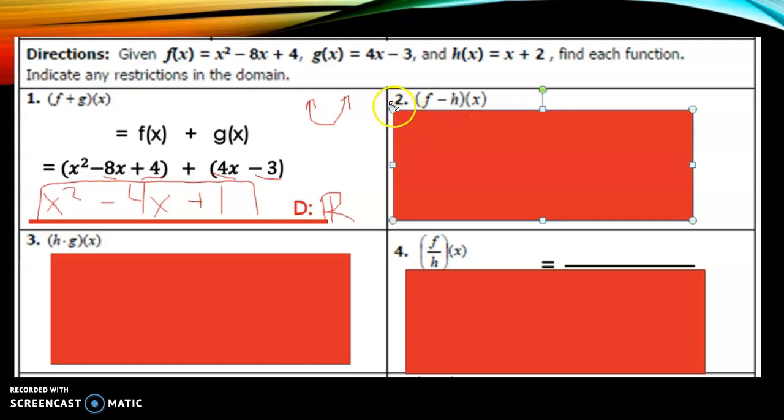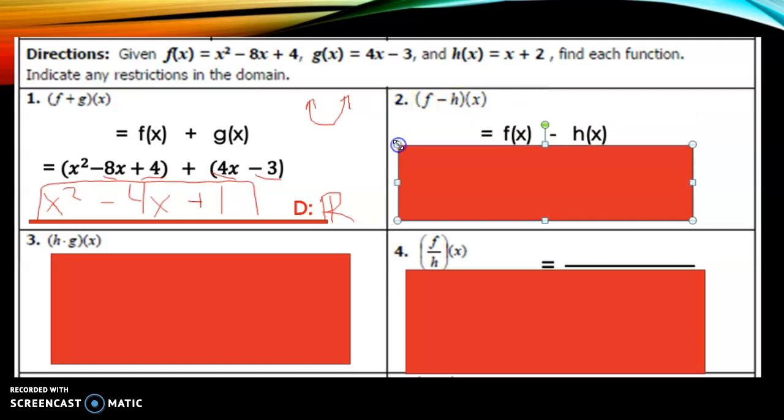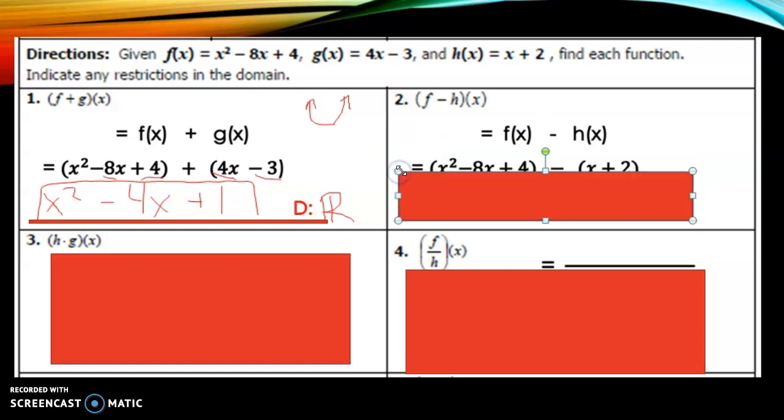Alright, so example number 2, you're going to notice f minus h of x. So now we're taking f of x minus h of x. So I'm going to write down, well, what's the f of x function, minus the h of x function. Now, those parentheses that I talked about are going to be really important here. Because we write down our f function, x squared minus 8x plus 4. Our operation is subtraction. When we write down h of x, if I did not have those parentheses, I would not remember that I need to distribute the negative.